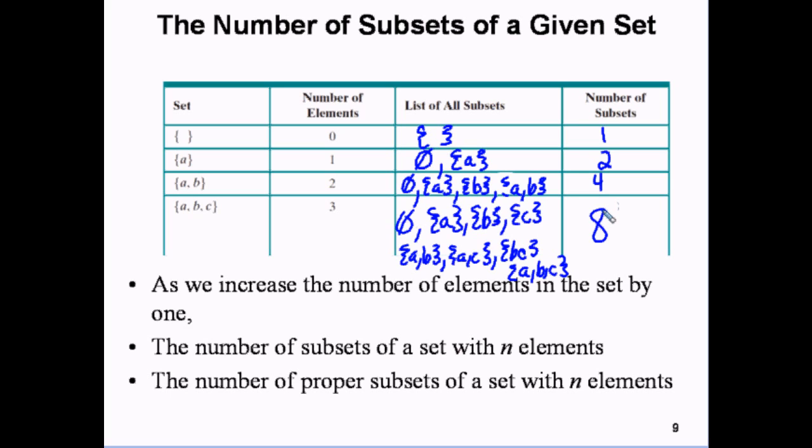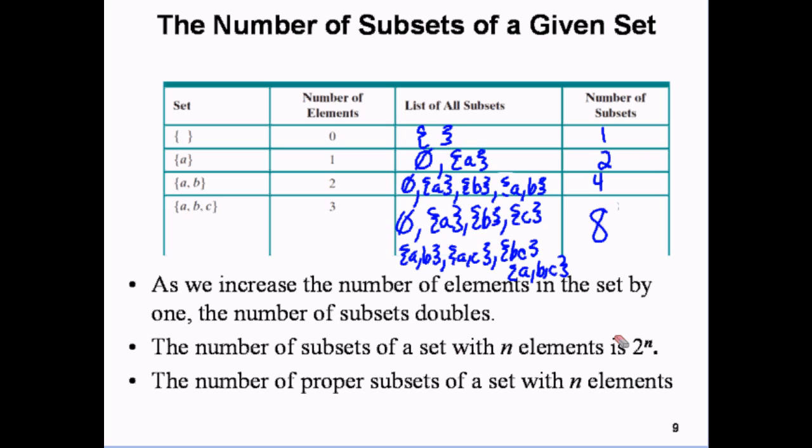What's happening to this number over here every time? It's doubling. And the relationship to this number here is maybe a little harder to see. But as we increase the number of elements in the set by 1, the number of subsets doubles. So if you have n elements, so some number of elements, on that top one, 2 to the 0 is 1, 2 to the 1 is 2, 2 squared is 4, 2 to the third is 8. So the next one is 2 to the fourth, 16.